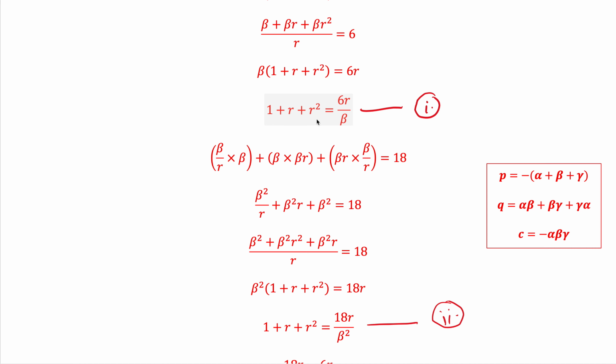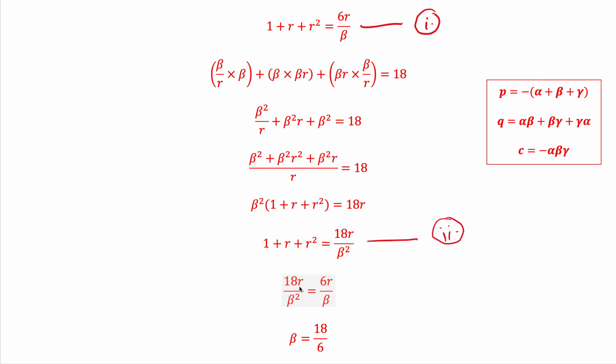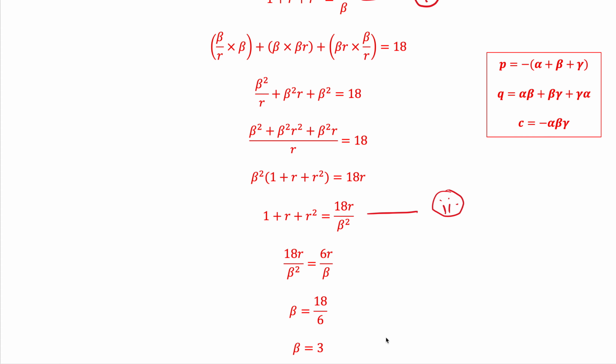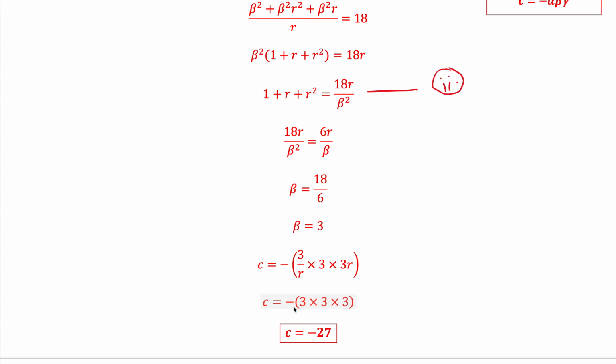Now notice that 1 plus r squared is equal to 6r upon beta, and also 18r upon beta squared. So what I can do is equate these two expressions. From here r's will cancel out and one of the beta will cancel. So if we solve, beta is equal to 18 upon 6, and beta will be equal to 3. Now finally we can use this relationship for C. So C will be equal to negative alpha, which is 3 upon the common ratio, times beta, which is just 3, times gamma, which is 3 times the common ratio. Now the r's will cancel out, and C will be equal to negative 3 cubed. So we find that C is equal to negative 27. And this is the answer to question number 12.